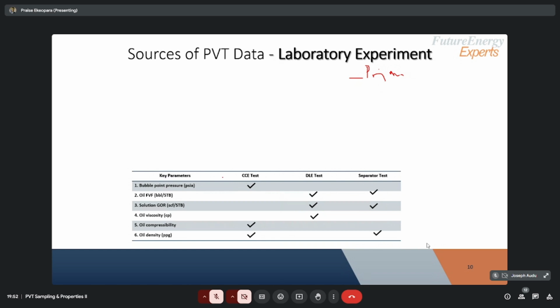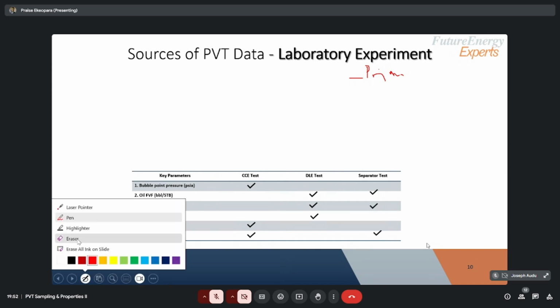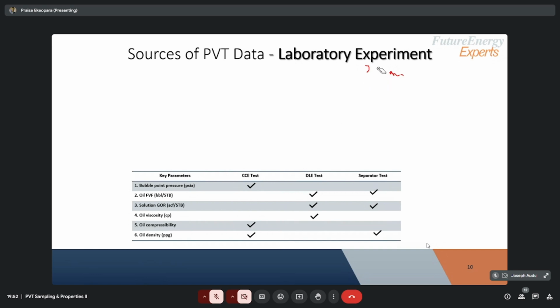So with that being said, let's just go ahead. Let me get my eraser and clean up this. So let's just go ahead and study our individual PVT experiment.